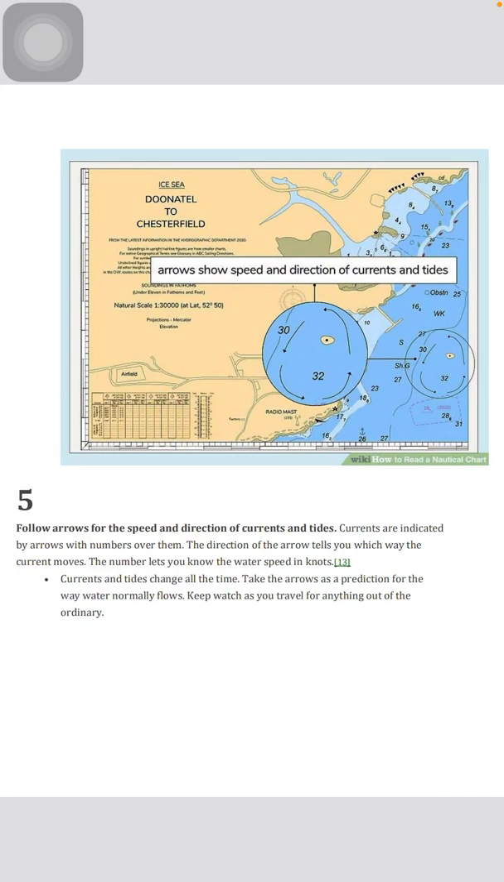5. Follow arrows for the speed and direction of water current and tides. Currents and tides change all the time. Take the arrow as a prediction for the way water normally flows. Keep watch as you travel for anything out of the ordinary.